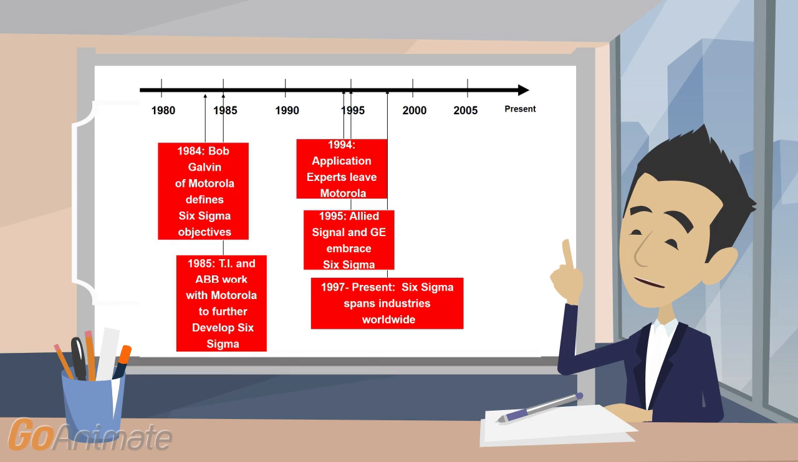Around 1985, Texas Instruments and ABB began to work with Motorola to develop Six Sigma further. By 1994, a significant number of experts left Motorola and Six Sigma began to spread. Most notably, in 1995, Allied Signal began a Six Sigma initiative as directed by CEO Larry Bossidy. Also in 1995, General Electric, led by Jack Welch, began the most widespread undertaking of Six Sigma. Since then, Six Sigma has spread to multiple industries worldwide, from manufacturing to banking to insurance.